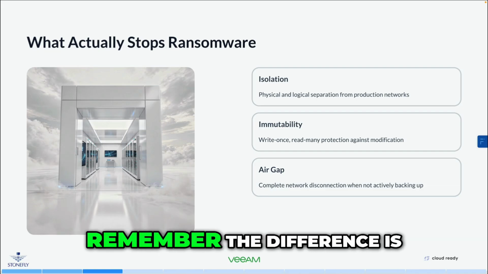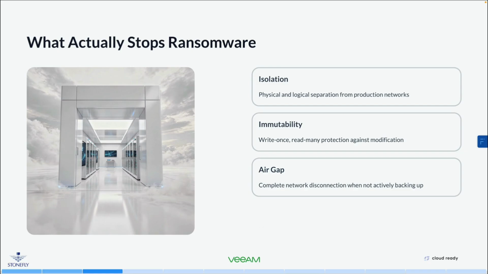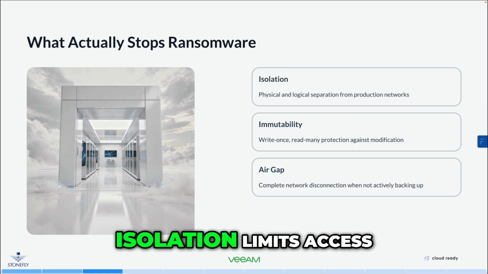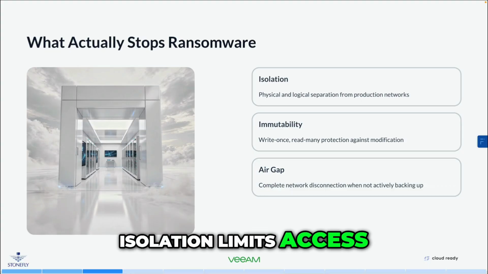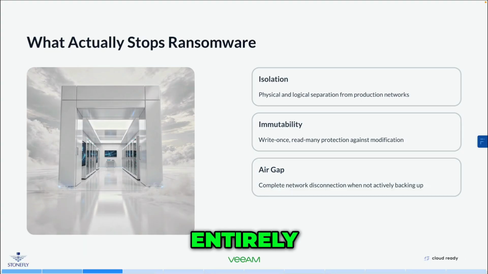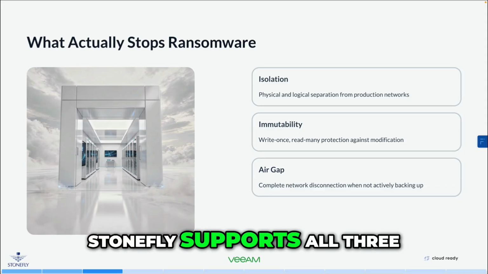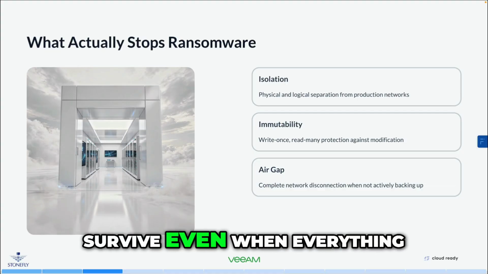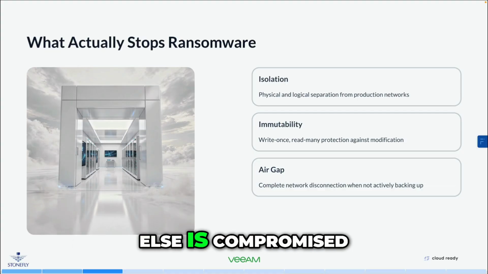The simplest way to remember the difference is this: immutability prevents deletion, isolation limits access, and air gap removes reachability entirely. StoneFly supports all three, and that's why backups survive even when everything else is compromised.